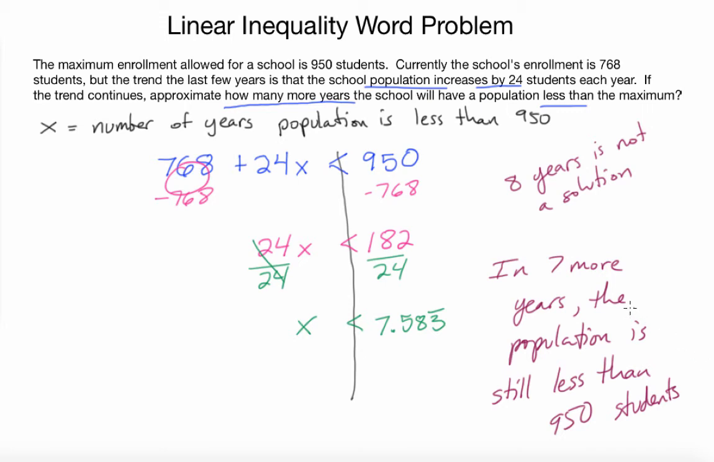All right, hopefully that is a helpful example of taking a linear inequality word problem, translating it to the right inequality, solving the inequality, and then answering the actual problem that we're given.